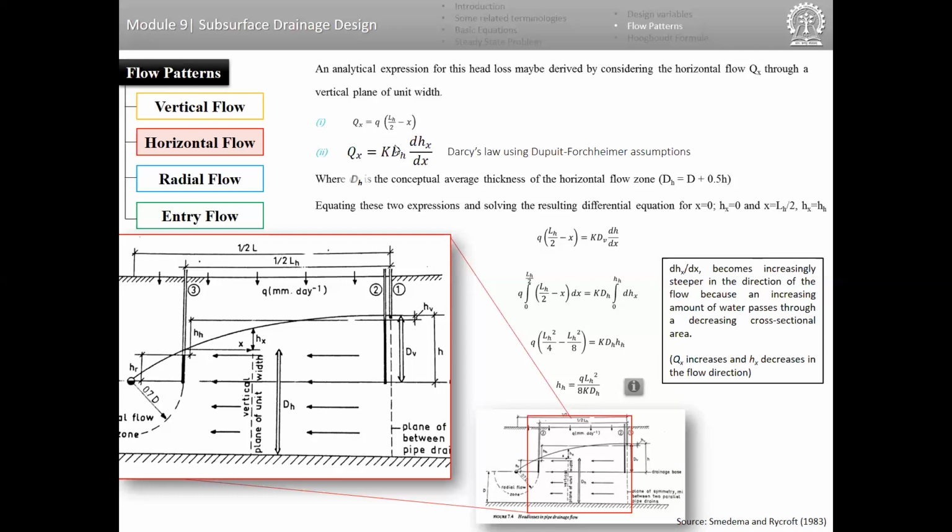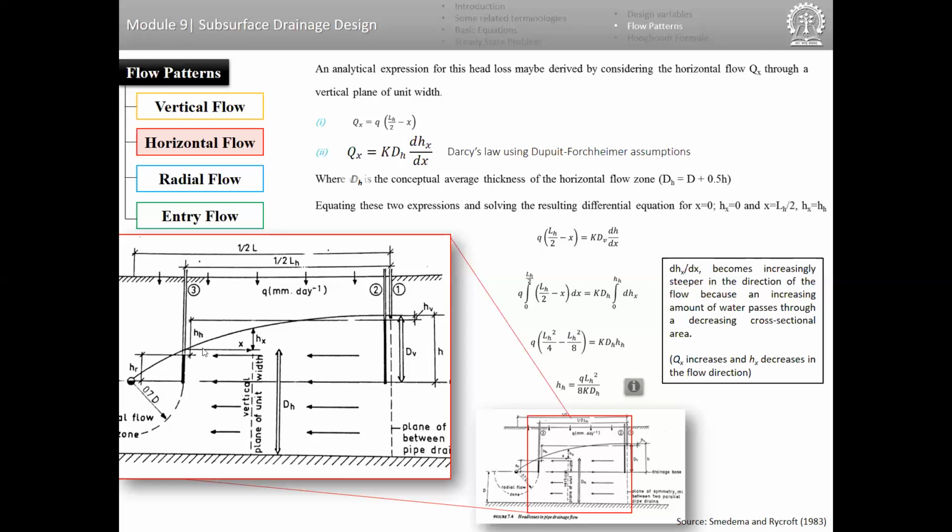Okay, so that is your dH. So if you equate these two expressions and solve the resulting differential equation: when x is equal to 0, hx is equal to 0, and when x is equal to LH by 2, hx is equal to HH. So this is your maximum total horizontal head HH.